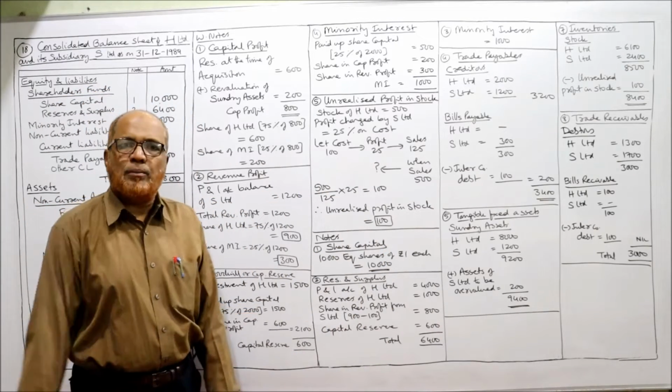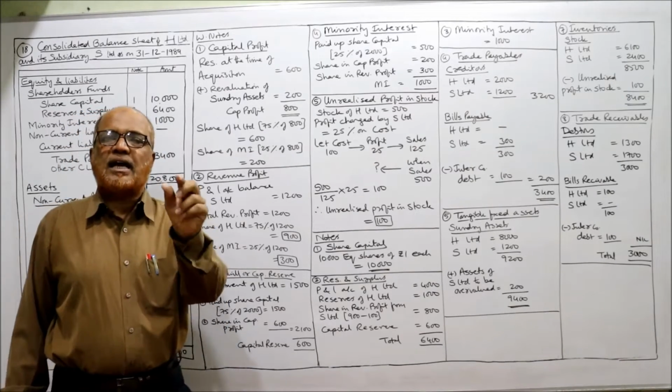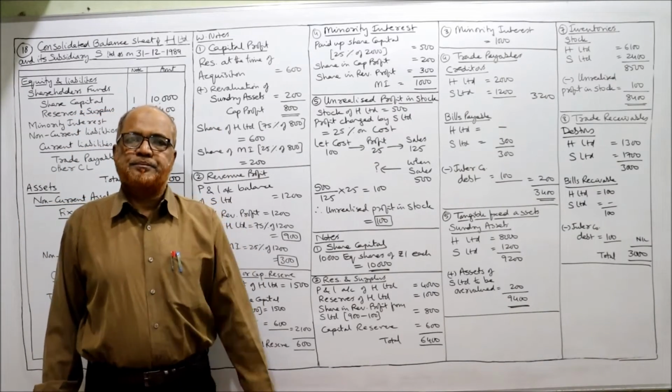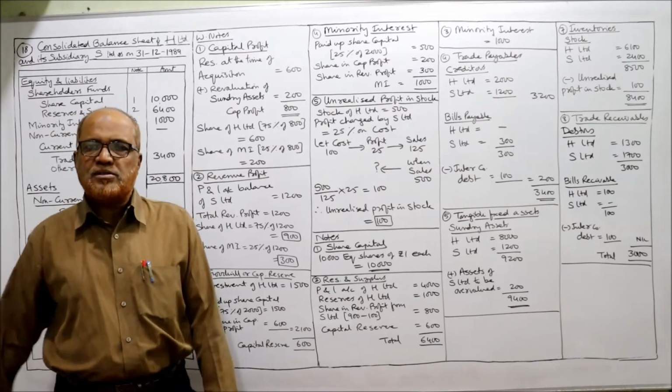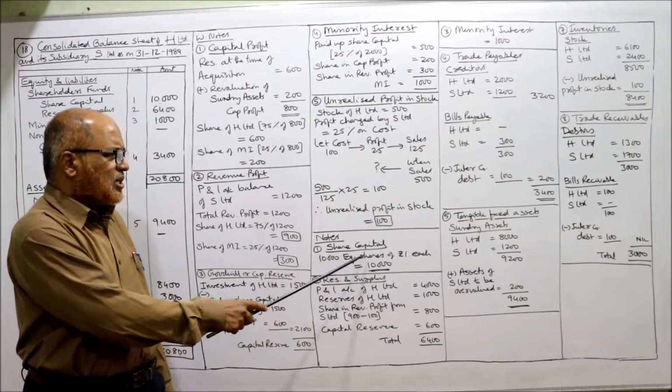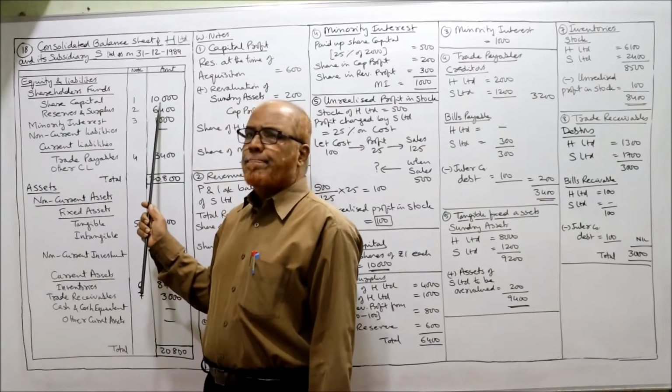The first one, note number 1, share capital. In this share capital, we take only the capital of holding company. Holding company capital problem में दे दिया, balance sheet it is given 10,000 rupees, same to same. 10,000 shares of rupee 1 each, 10,000, no change, nothing. So 10,000 you take it here.